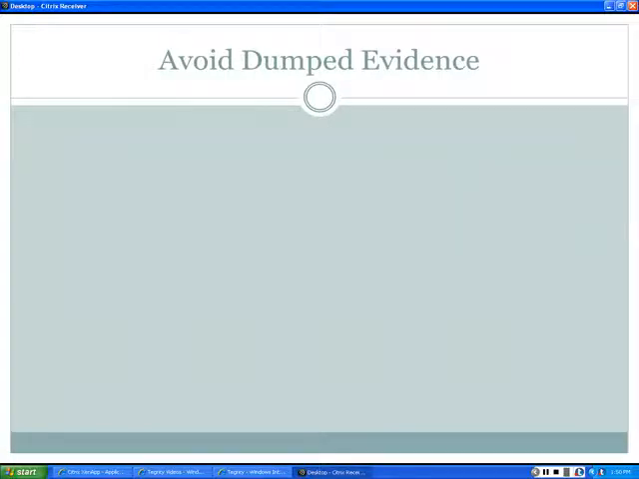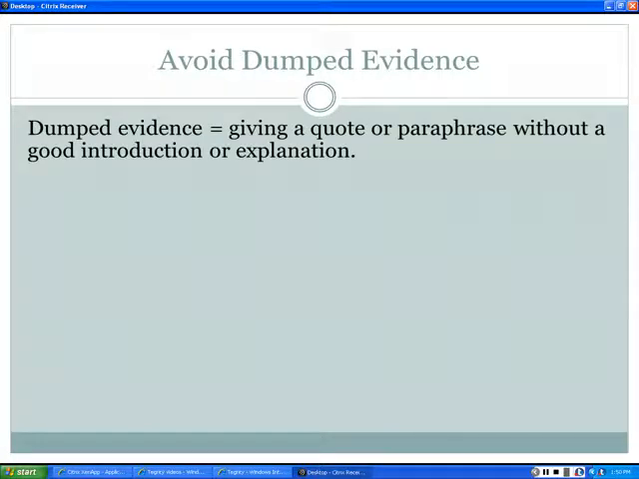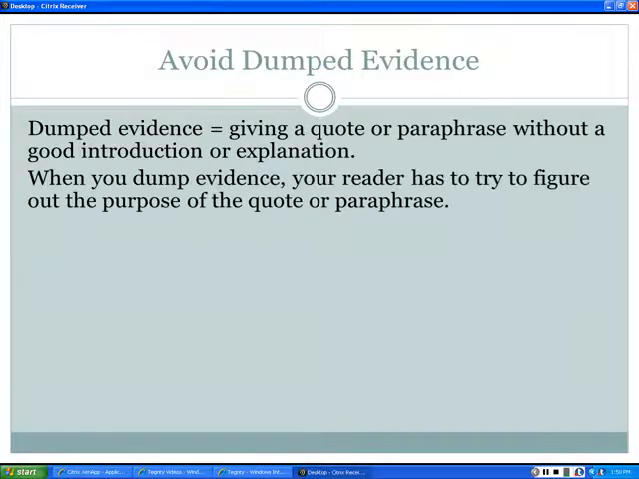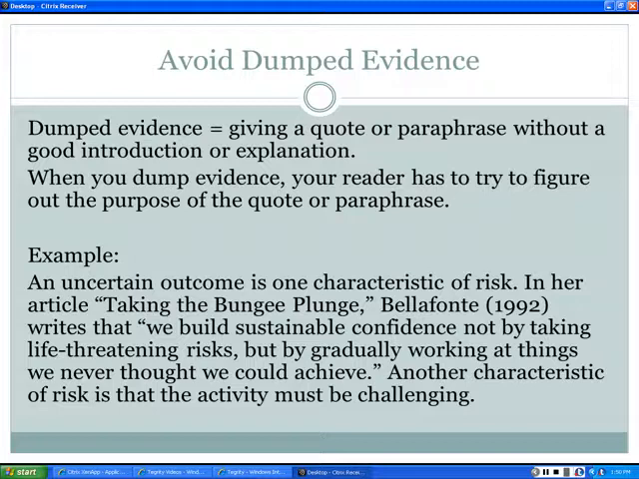I'd also like you to avoid dumped evidence. Dumped evidence is giving a quote or paraphrase without a good introduction or explanation. When you dump evidence, your reader has to try to figure out the purpose of the quote or paraphrase. Let me show you an example. An uncertain outcome is one characteristic of risk. In her article, Taking the Bungee Plunge, Belafonte writes that we build sustainable confidence not by taking life-threatening risks, but by gradually working at things we never thought we could achieve. Another characteristic of risk is that the activity must be challenging.